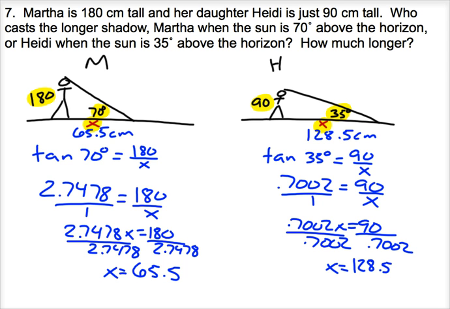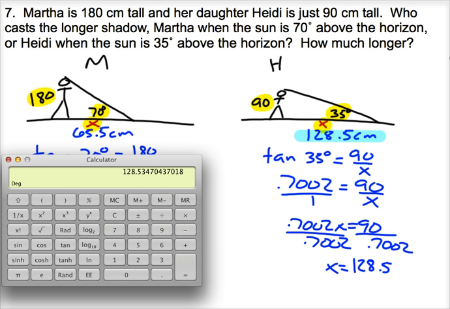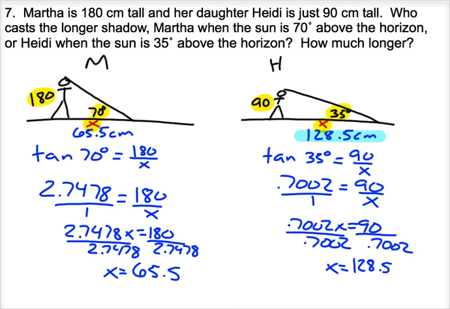So our question was, who has the longer shadow and by how much? So I think we can easily see here that Heidi is going to have the longer shadow, and now it's just by how much. So what's the difference between the two values? So again, you can just grab your calculator if you want to. 128.5, subtract 65.5, and it's a difference of 63. So I'll just write over here for Heidi then that it's 63 centimeters more.